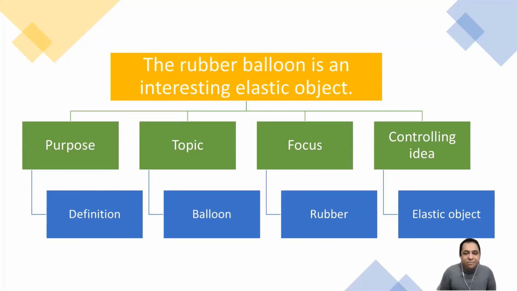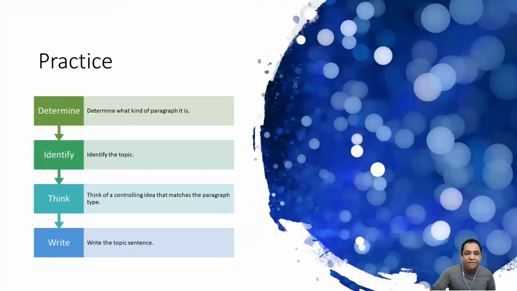One more. Sometimes we write a paragraph to define something. So the rubber balloon is an interesting elastic object. Then we know the rest of the paragraph is giving more details, more information about the rubber balloon and what it's made of, so on and so forth. So this kind of paragraph is called a definition paragraph, extended definition paragraph. In this example, the topic is balloon, the focus is rubber, the controlling idea is an elastic object, but I'm sure there's a lot more information in the paragraph.